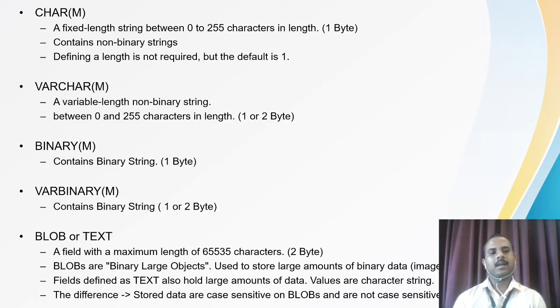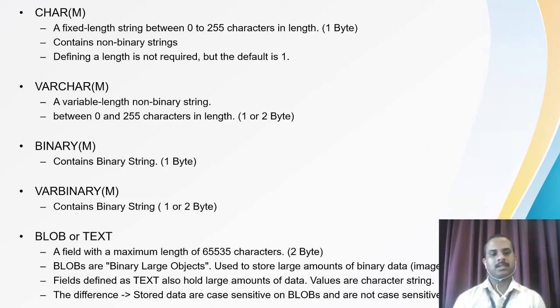Binary, it contains binary and 1 byte, and M represents the length. Var binary M, again it contains the binary string, and it is of 1 byte or 2 bytes, where M represents the length.